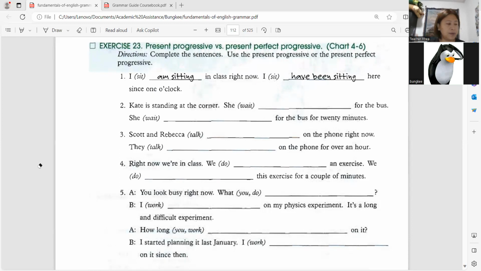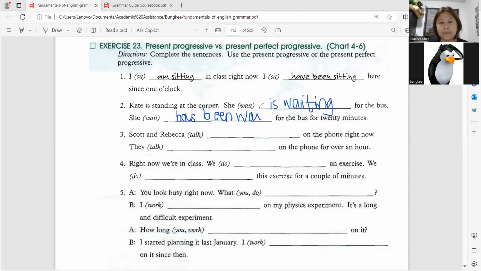Number 2. Can you do number 2? Kate is standing at the concert. She is waiting for the bus. She has been waiting for the bus for 20 minutes. Yes, she is waiting for the bus. Then she has been waiting for the bus for 20 minutes. Next, number 3.